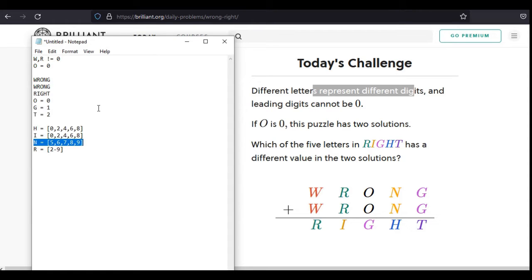Okay, I'll just redo the RIGHT. Let's take something which is in both the places, G, and the only other one which is in both places is R. So it would be ideal for us to start troubleshooting with R.